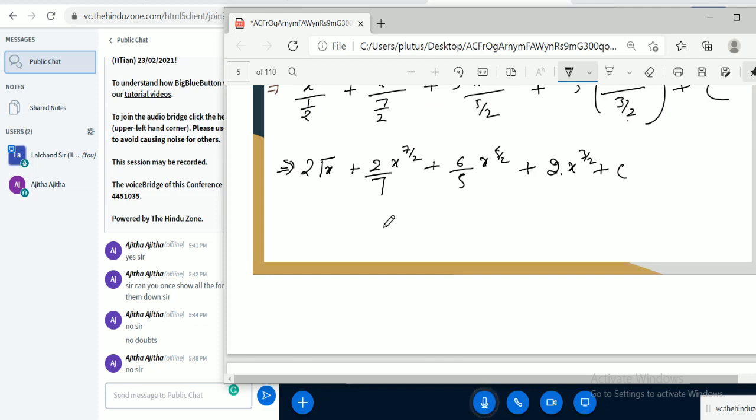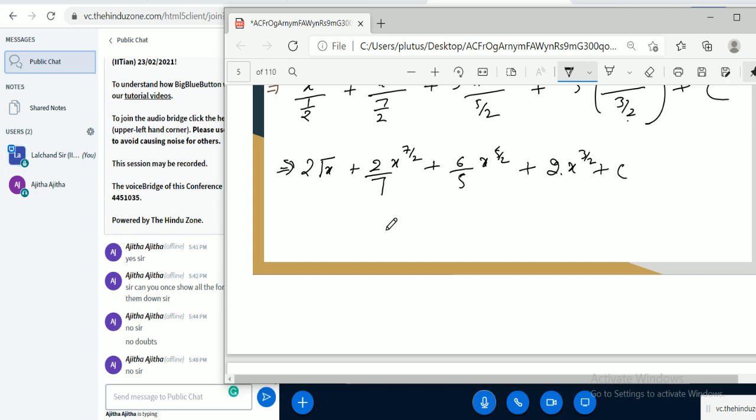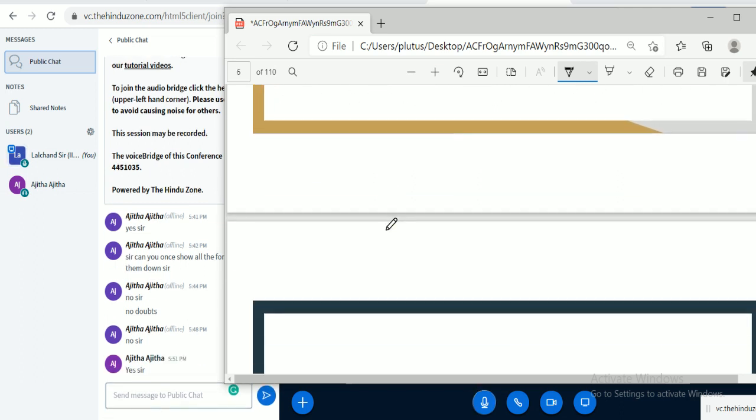You just have to break the terms into simple algebraic expressions or trigonometric expressions. Okay, so let us try to solve the second question.